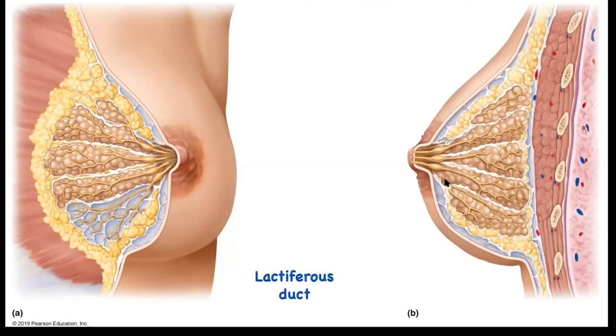Once the alveoli produce the milk, smooth muscle-like cells that surround the alveoli contract to move the milk into a duct system consisting of lactiferous ducts. They are seen here, these yellow structures. The lactiferous ducts will have swollen areas near the nipple called lactiferous sinuses. They can be seen here. Milk collects in the lactiferous sinuses. The ducts empty the milk to the outside at a raised area called the nipple.